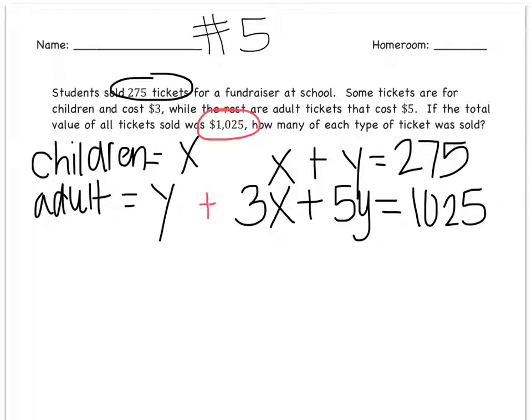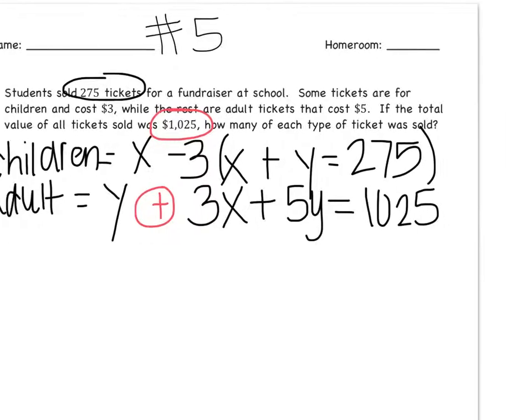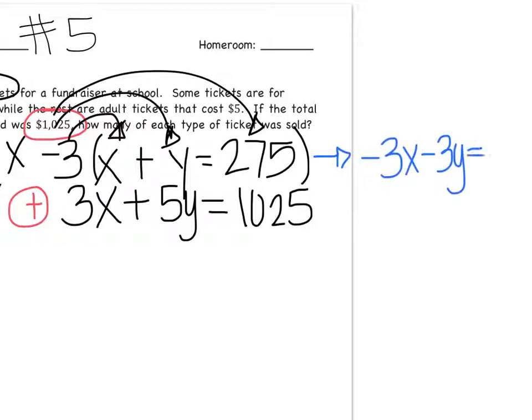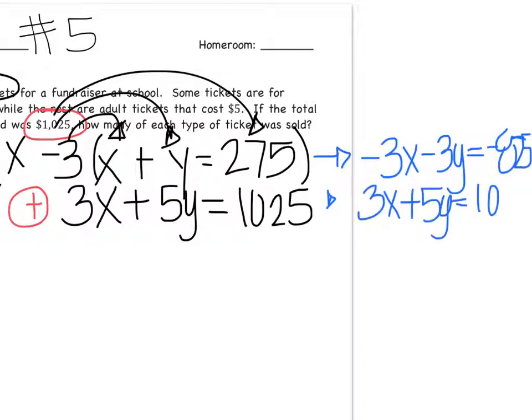So now this looks like a system of equations, except right now if I were to put a big addition sign down, my X's aren't opposite and my Y's aren't opposite. So what I'm going to do, I'm going to multiply my entire top equation by -3. So when I do that, I got to multiply each thing by -3. So I end up with -3x minus 3y equals -3 times 275 gives us -825. So now I'm going to rewrite the bottom equation underneath. 3x plus 5y equals 1,025. I can put my big addition sign down.